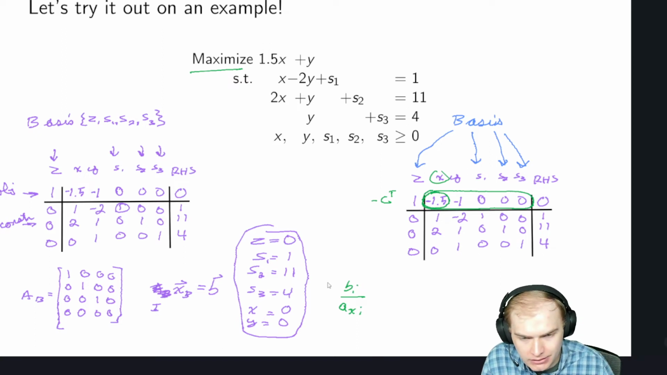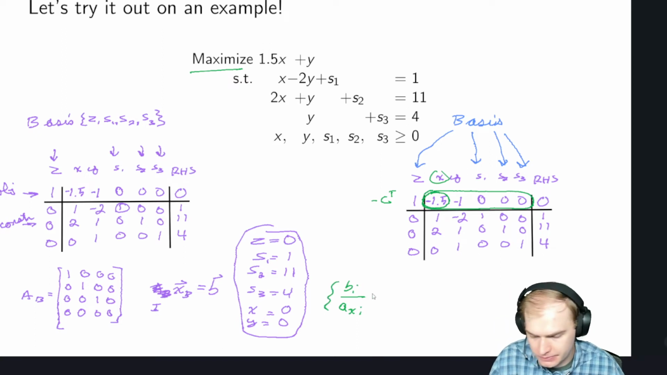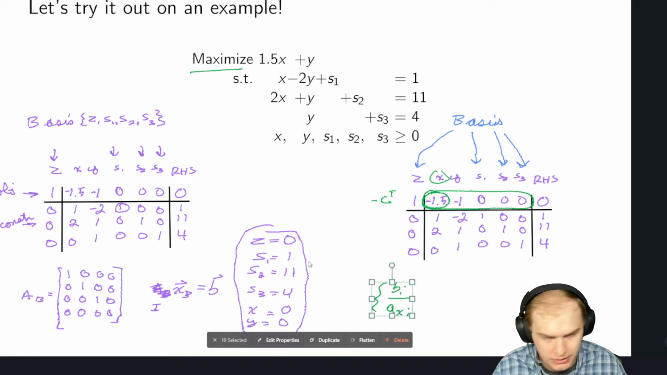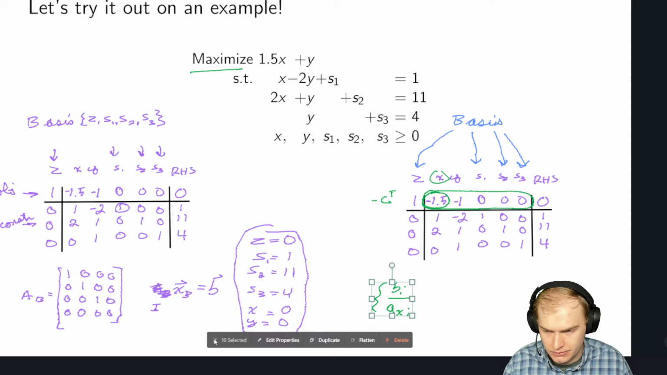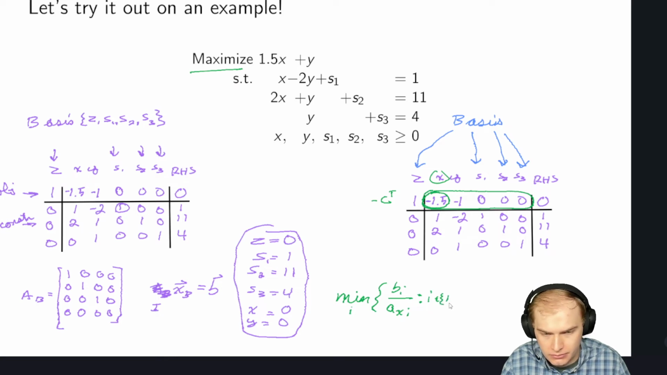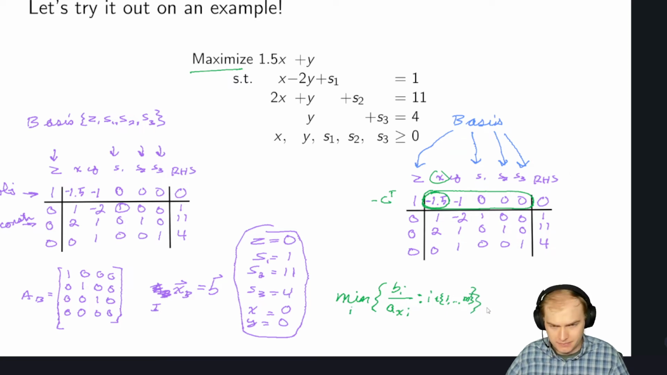And we wanted to pick the minimum of this for every i in 1 to m, m being the number of constraints.